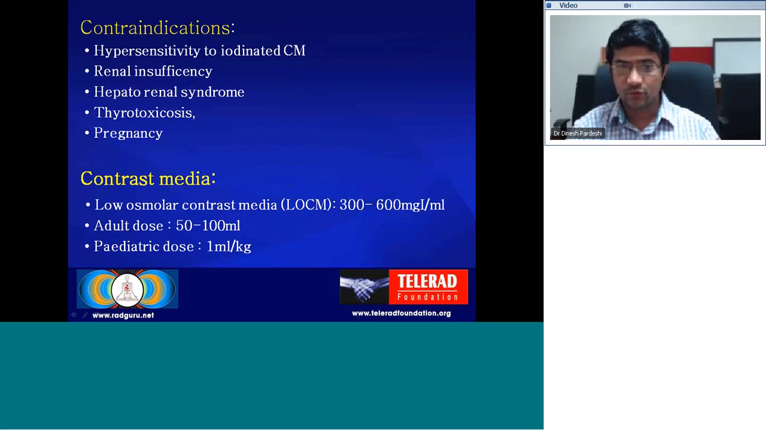The dose typically used is 50 to 100 ml in adults, whereas in pediatric patients, particularly above the age of 4 years, the dose is 1 ml per kg. Below 4 years, the dose is slightly higher. I will explain it later on.